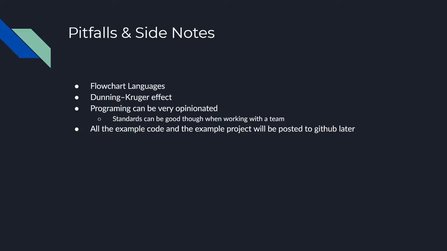Programming can be very opinionated. You can see this especially with where you're going to place curly braces in C-like programs, or tabs versus spaces. The fact of the matter is, standards are very useful when you're working with a team in order to ensure the code remains uniform and easily readable by the majority of the team.